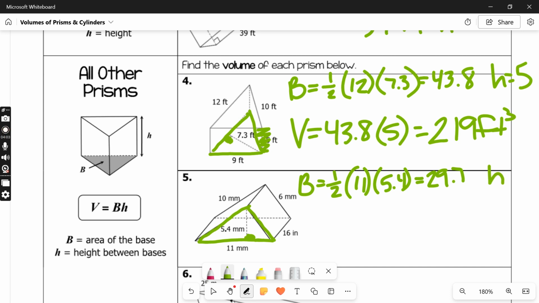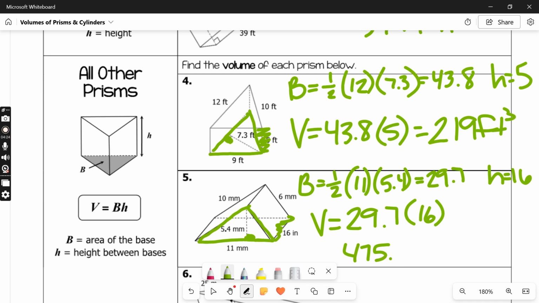And then the height has to connect our two bases. If I connect our two bases, that would be 16. Okay, so our volume is going to be 29.7 times 16, which is 475.2, and that'll be inches cubed.